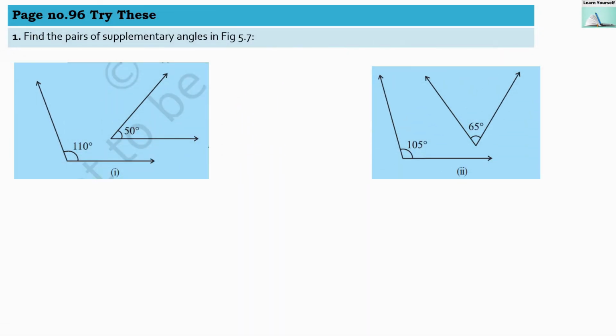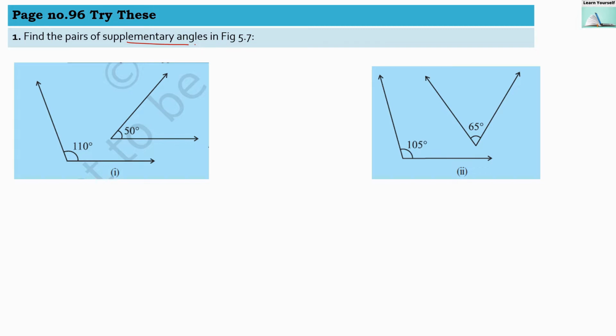Page number 96, try these sums. Question number 1. Find the pairs of supplementary angles. When we are finding supplementary angles, what do we have to check? Two angle measures, we have to add them and check whether they will give us 180 degree or not. If they are giving 180 degree, then they are said to be supplementary angles.